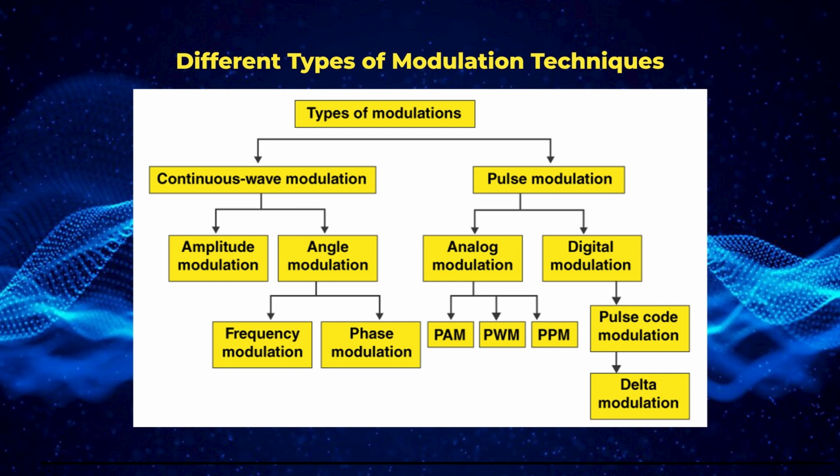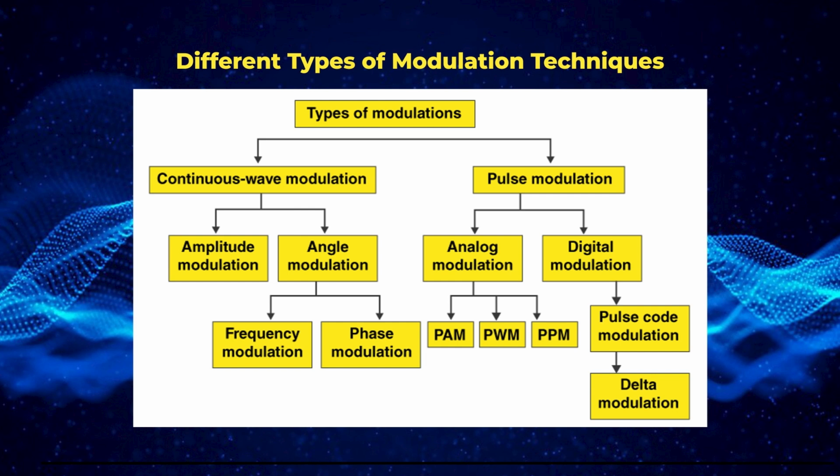The second one is SSB, single sideband modulation. The bandwidth requirement is equal to the maximum frequency of the baseband signal, that is equal to FM. FM is again the message signal which we want to transmit. The advantage of SSB is that it eliminates the redundant sidebands, making it more bandwidth efficient than amplitude modulation.